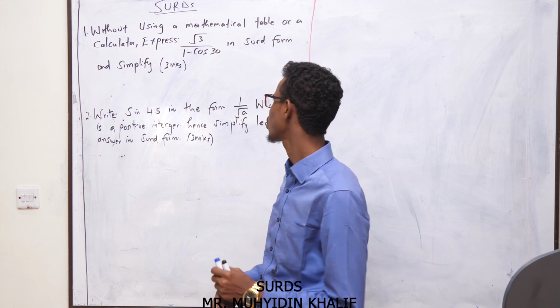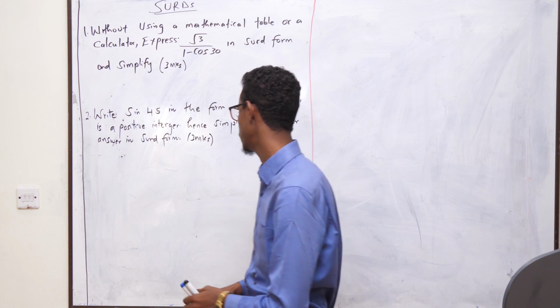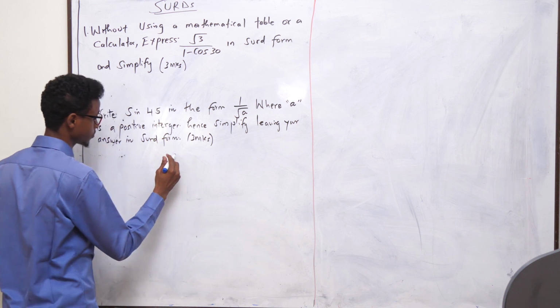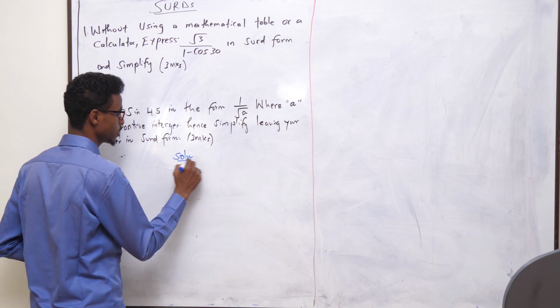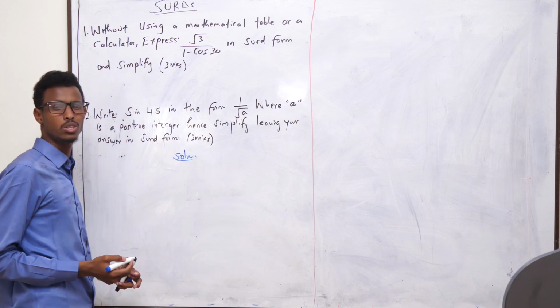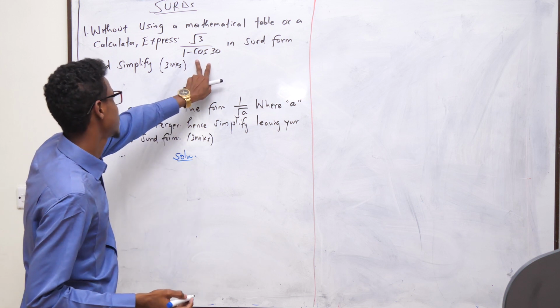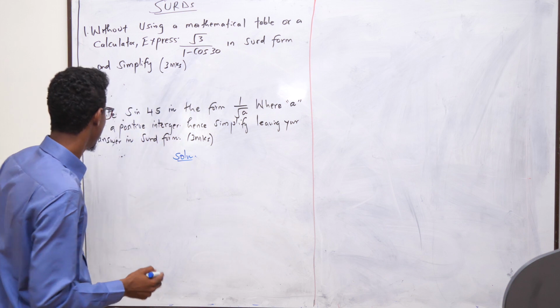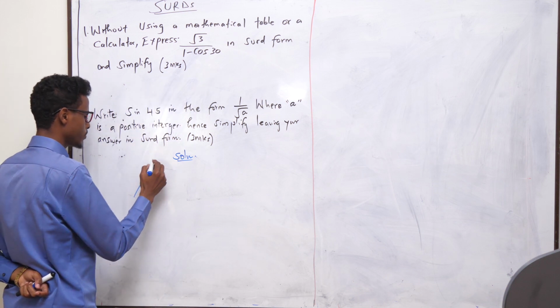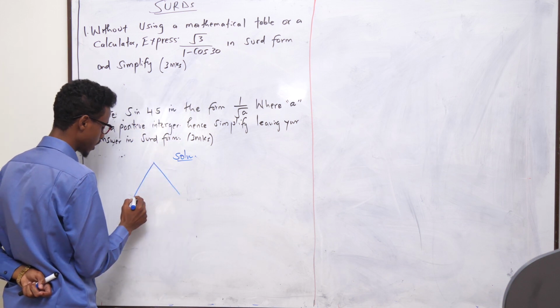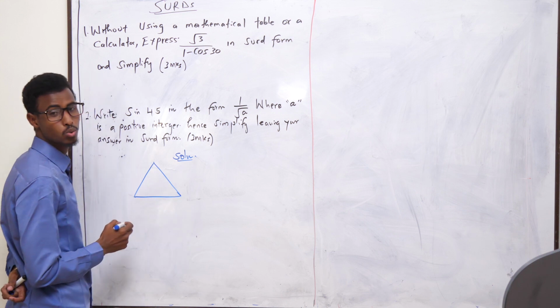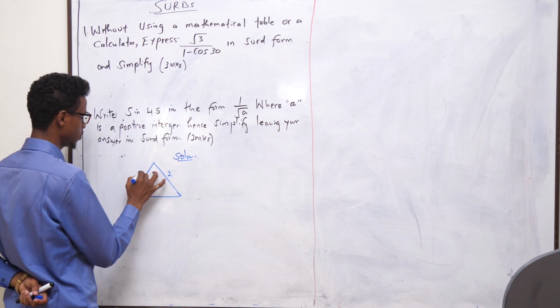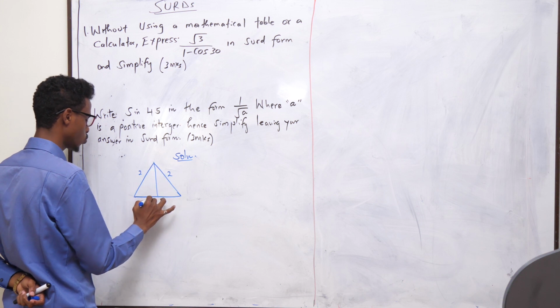Now, we want to know what cos 30 is. Solution. For you to solve question number one, you need to know what cos 30 is in surd form. You need to draw an equilateral triangle of size 2 centimeters: 2, 2, then you divide it to the middle, 1, 1.